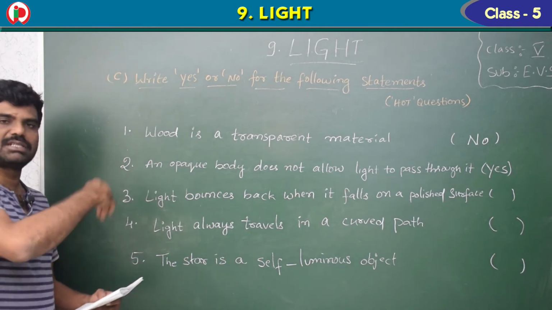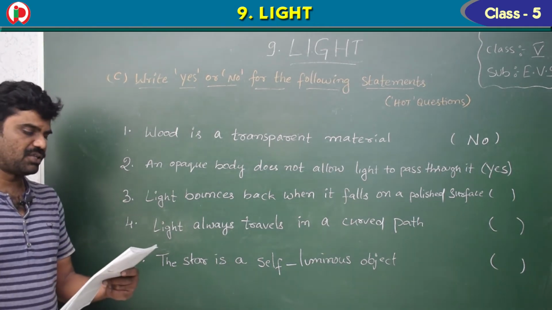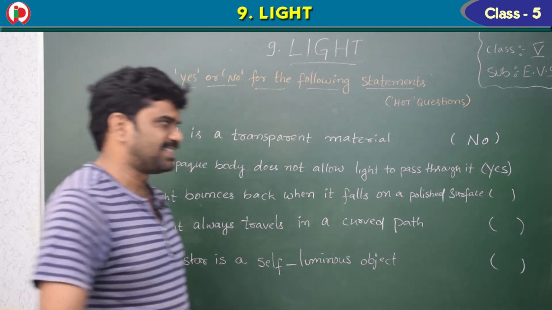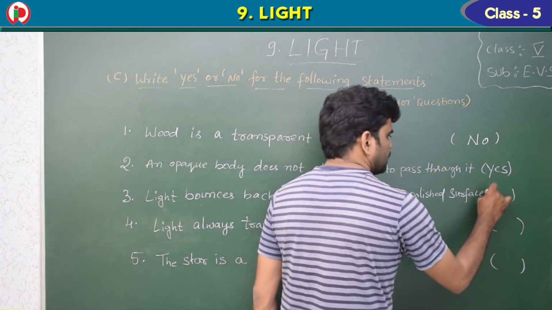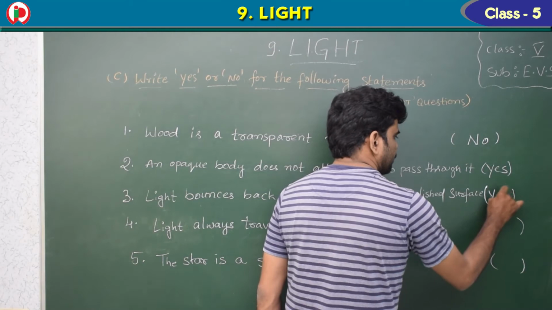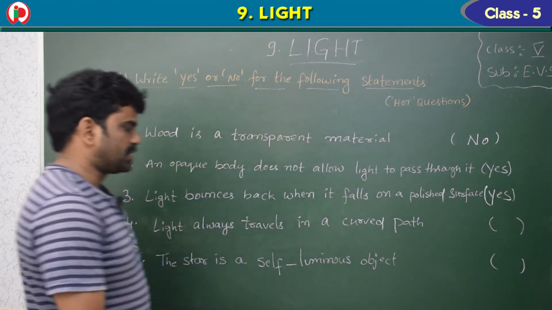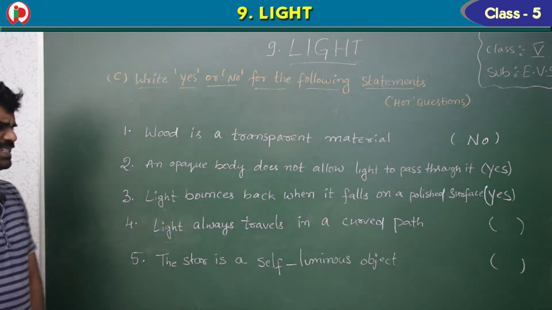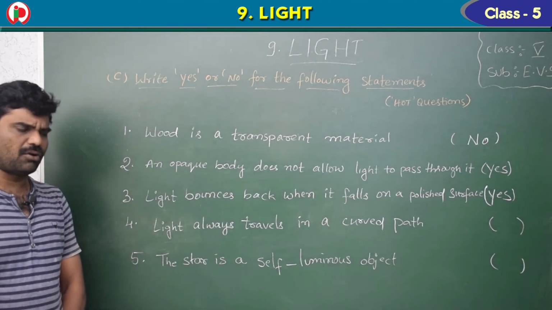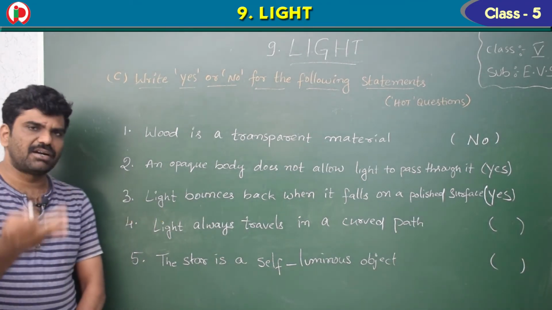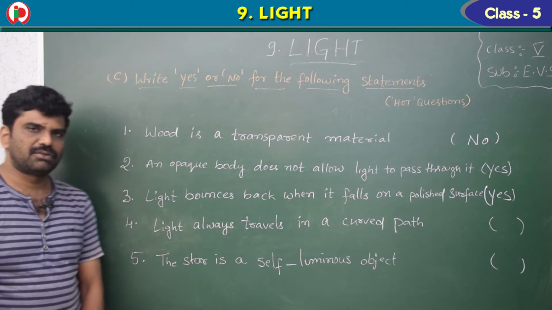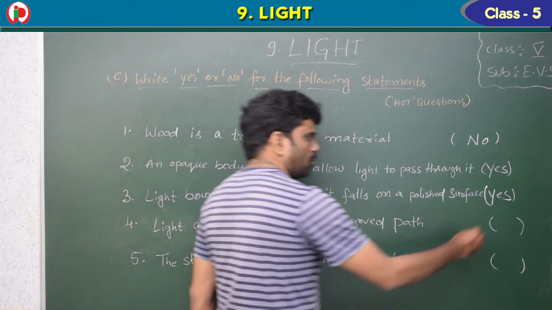Light bounces back when it falls on a polished surface. Yes, children. Next, the fourth one: light travels in a curved path. Is that right? No, light travels in a straight line. We have already seen that in the experiment. So the answer is no.